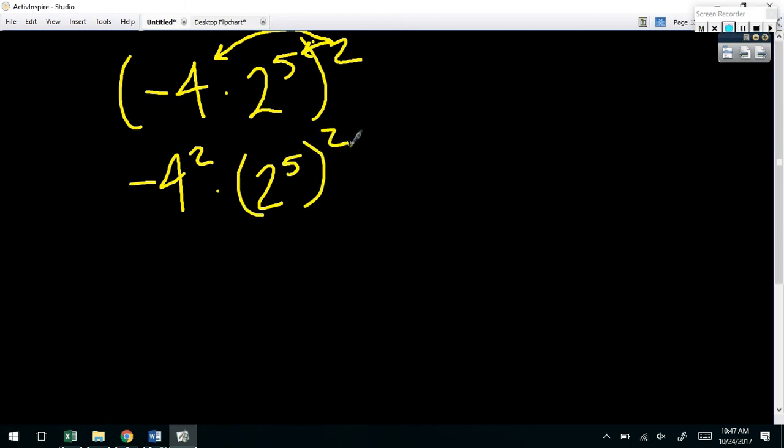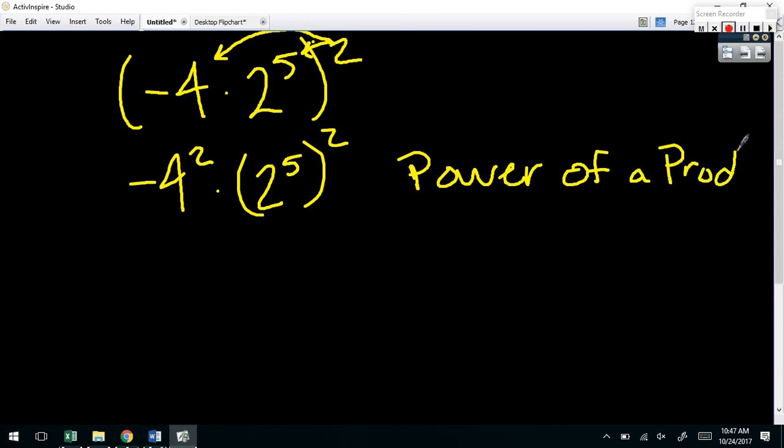What is the name of the property I just used? Power of a product. That's it. So you don't want to make it 16. Well, yeah, you're going to keep simplifying it, but you don't have to make this 16. We're going to do that next. But I want you to do it a step at a time. One property at a time.